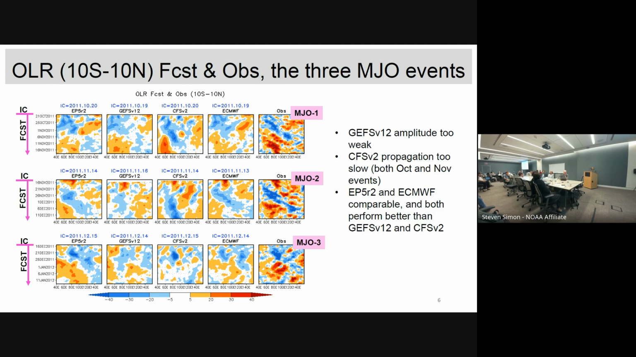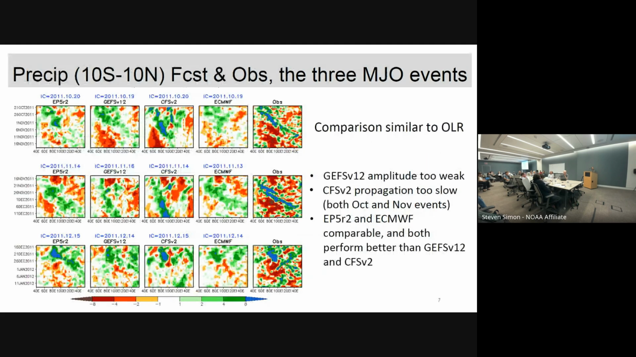So overall, the GEFSv13 looks like the amplitudes were too weak. For the CFSv2, the propagation is too slow compared to the other models and observations. And the EP5R2 and the ECMWF are comparable, and both perform better than GEFSv13 and CFSv2. For the precipitation field, the comparison is similar to OLR. I'm going to skip this slide.